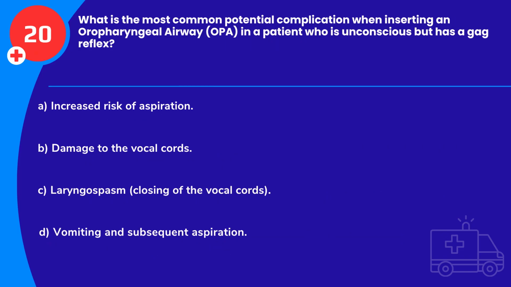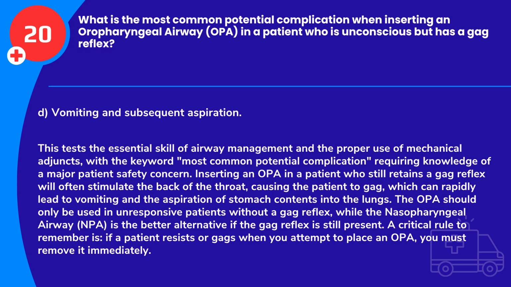Question 20. What is the most common potential complication when inserting an oropharyngeal airway, OPA, in a patient who is unconscious but has a gag reflex? A. Increased risk of aspiration. B. Damage to the vocal cords. C. Laryngospasm, closing of the vocal cords. D. Vomiting and subsequent aspiration. Answer: D. Vomiting and subsequent aspiration.